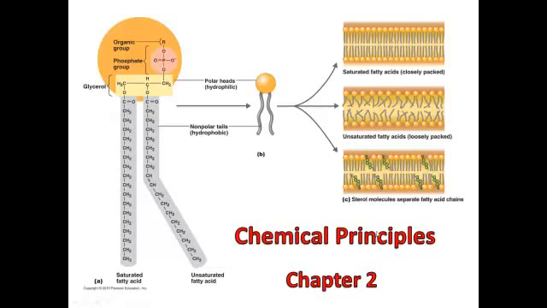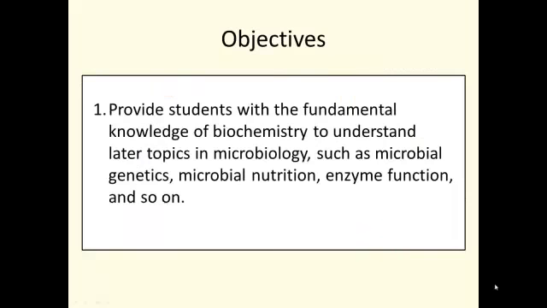Welcome to Chapter 2, Chemical Principles. In this chapter, we're going to be covering objective number 1, which is to provide students with the fundamental knowledge of biochemistry to understand later topics of microbiology, such as microbial genetics, microbial nutrition, enzyme function, and so on. But in this chapter, we're going to focus on a fundamental knowledge of biochemistry.